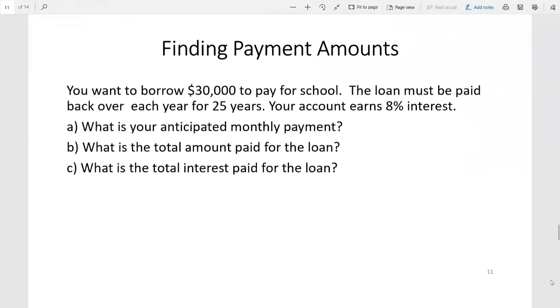Now, another example. Suppose you want to borrow $30,000 to pay for school. The loan must be paid back over 25 years, and your account earns 8% interest. What's your anticipated monthly payment?